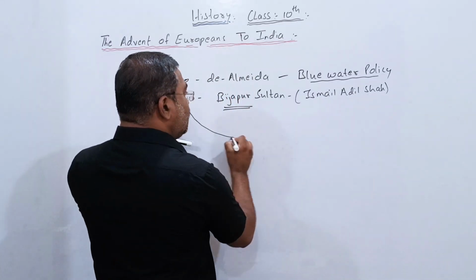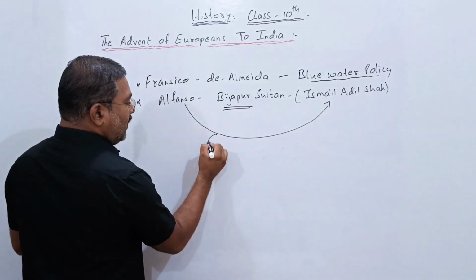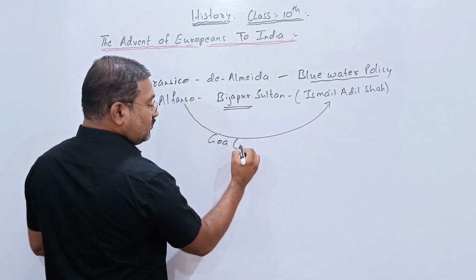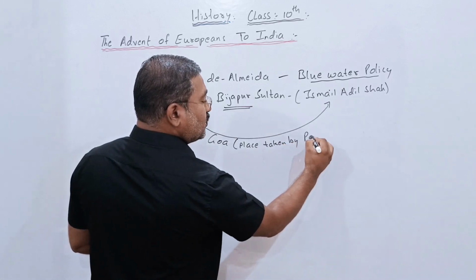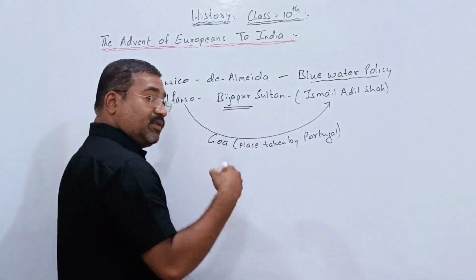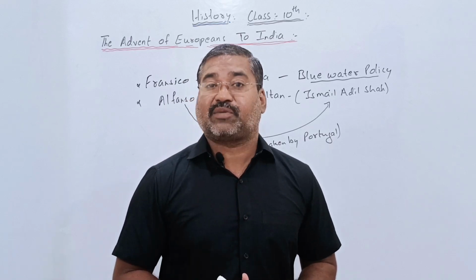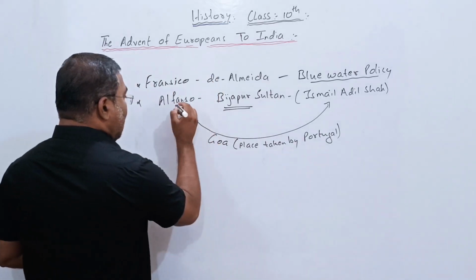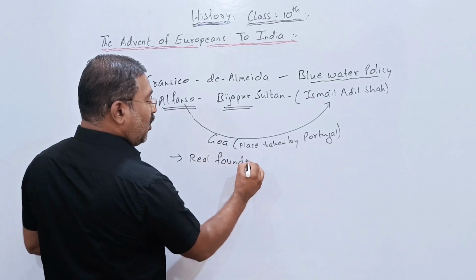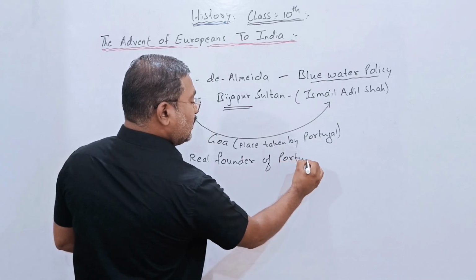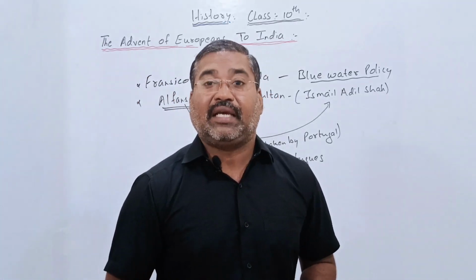Alfonso was able to defeat Ismail Adil Shah, and from him he took the place called Goa. Goa was taken by whom? By Portugal, the Portuguese. From there onwards, what we have seen is that the Portuguese went on expanding their empire. This is the reason Alfonso is called the real founder of the Portuguese in the country called India.